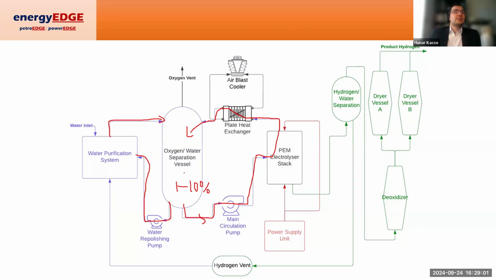Sorry, guys. So the other way to do this is, instead of having a repolishing pump here, there's going to be a completely separate water polishing loop. So there'll be a pump. Excuse me for my terrible drawing. And then there'll be a water repolishing system here, and then the water will go back into the oxygen water separation vessel.